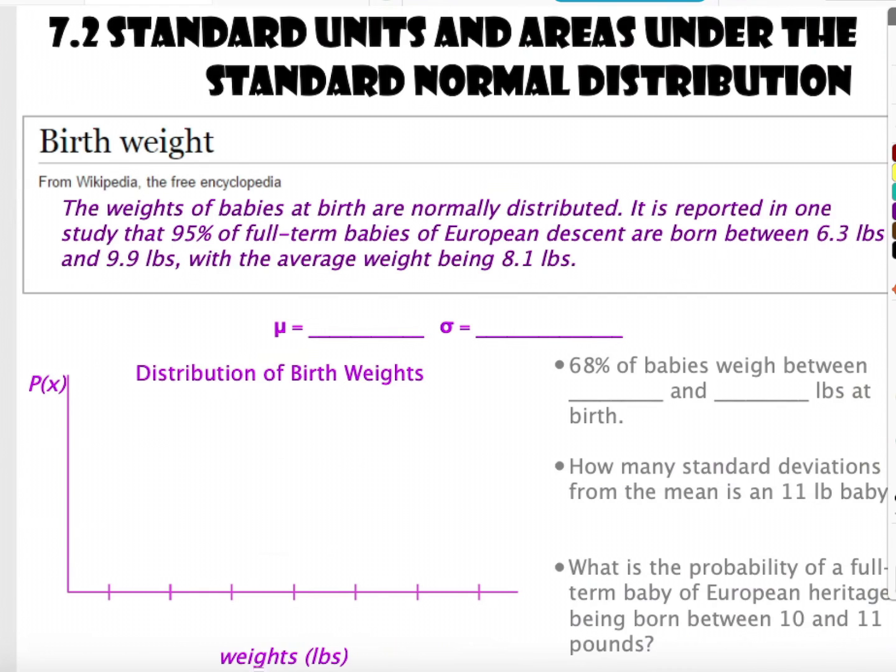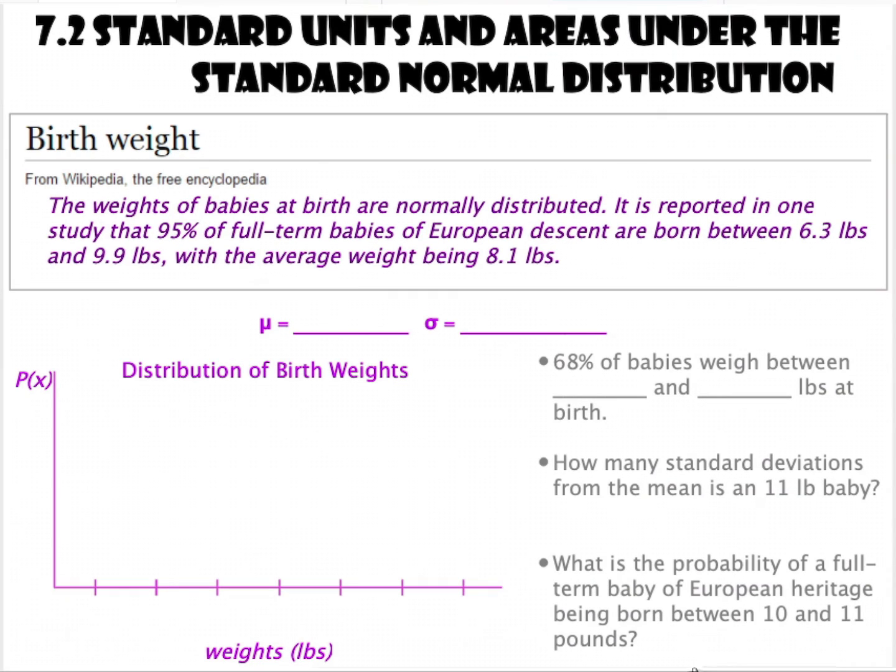Here's another example. The weights of babies at birth are normally distributed. It is reported in one study that 95% of full-term babies of European descent are born between 6.3 pounds and 9.9 pounds, with the average weight being 8.1 pounds. So they've told me that mu is 8.1 pounds. And I could start drawing my normal curve then with the 8.1 centered right here.